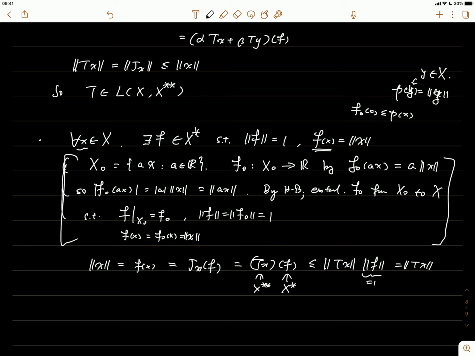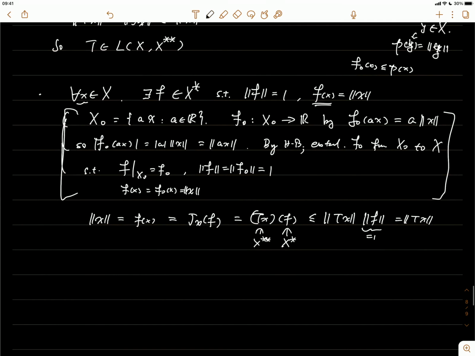Okay, so on the one hand, we show that the norm of Tx is less than or equal to the norm of x. And on the other hand, we show that the norm of x is also less than or equal to this. So that's why the two are actually equal. So the norm of Tx is just equal to the norm of x for any x.